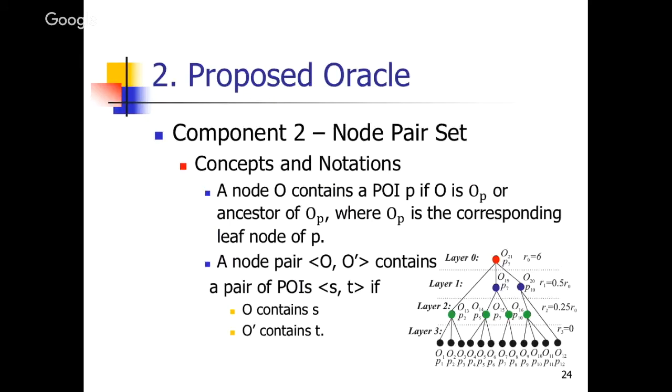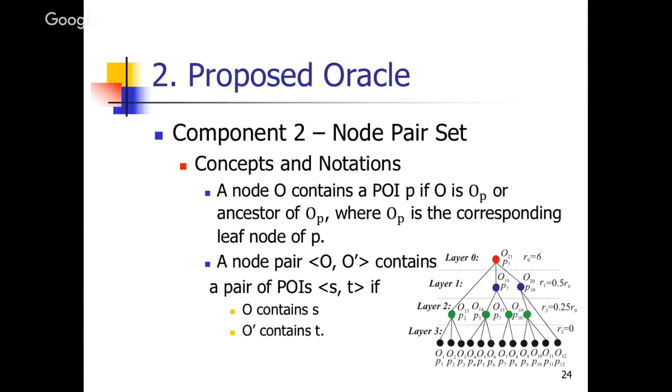Okay, then we go to the second component, node pair set. And let me introduce a concept called containing first. A node O contains a POI P if O is OP or an ancestor of OP, where OP is the corresponding leaf node of P. So let's consider this example. The corresponding leaf node of P1 is O1. So in this case, the node O13 contains P1, and the node O16 contains P10.